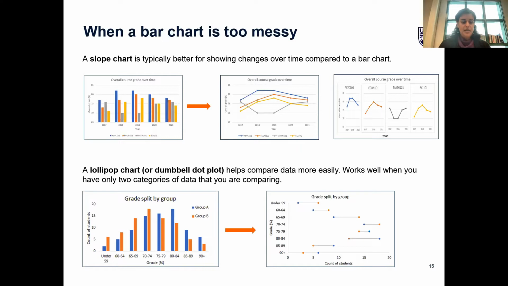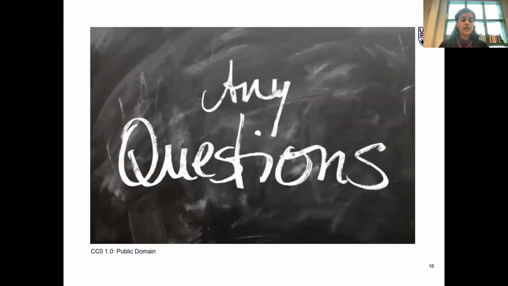So we'll pause here and see if there are any questions, anything we can answer. There's a bit going on in the chat here. Any questions in particular about bar and column charts, best practices for those?